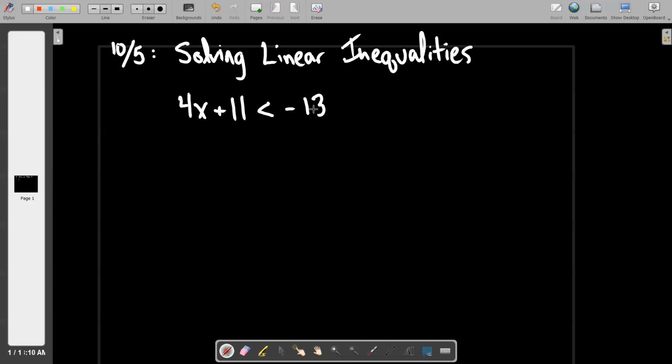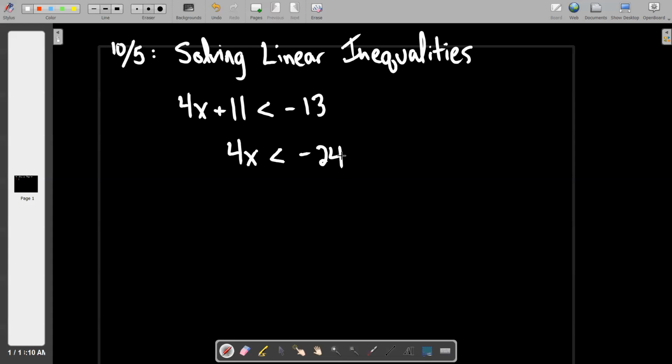Having said that, this says 4x plus 11 is less than negative 13. How we attack it, good news, is just like we would attack an equation. Go back in time a few weeks, and what would we do to both sides? Subtract 11. Good. So my next line is going to say 4x is less than, and what's negative 13 minus 11?